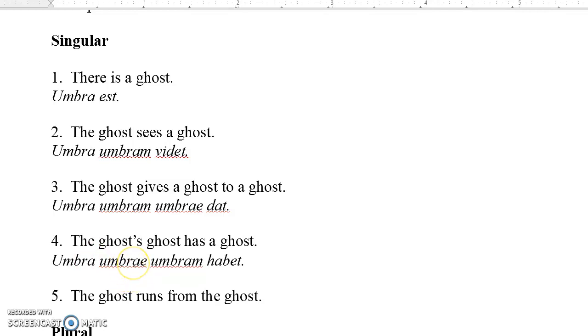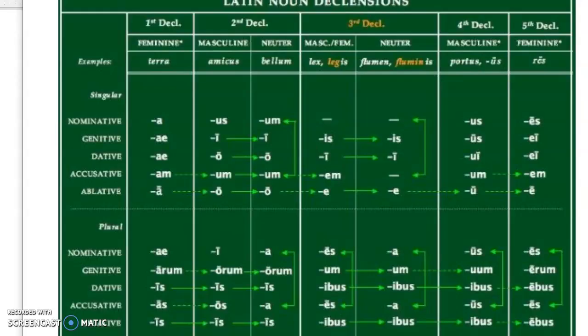So hold on to this right here, because we want to explain these endings, and so we're going to go back to our declension chart. And here we have the ghost, umbra, ghosts, right? Umbrae, or the ghost of the ghost, because genitive means possessive, like genealogy. So this is the umbra umbrae. The ghost has a ghost. And so umbram, once again, is our direct object.